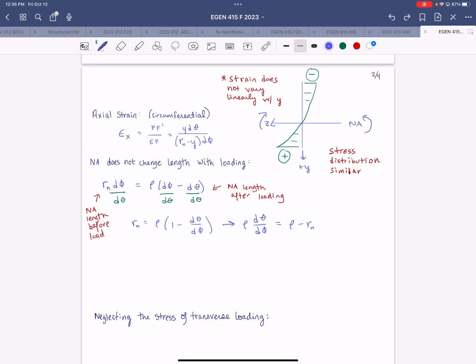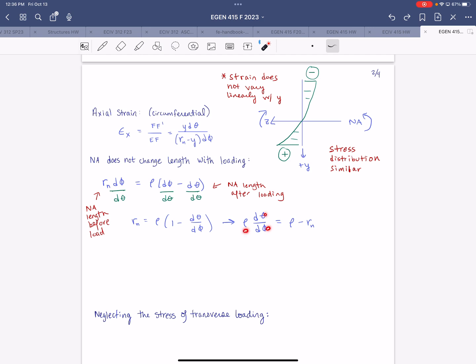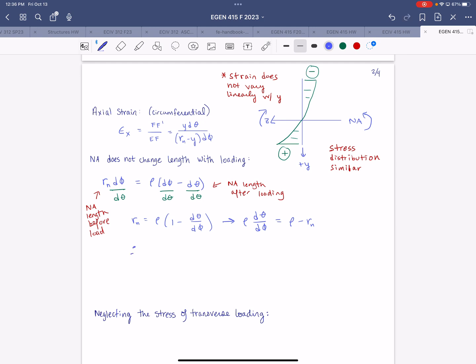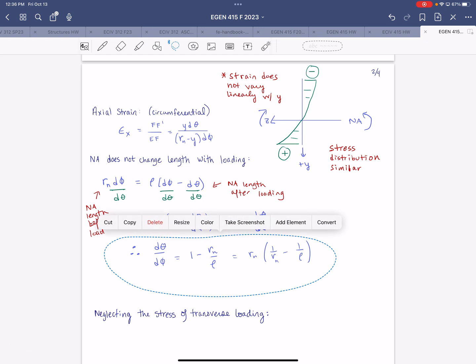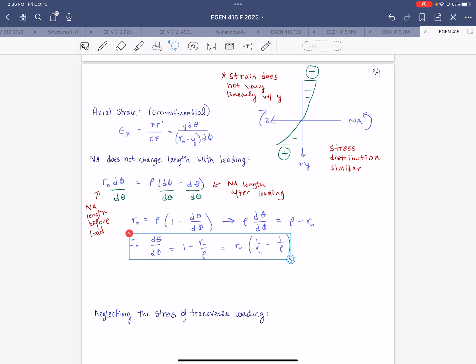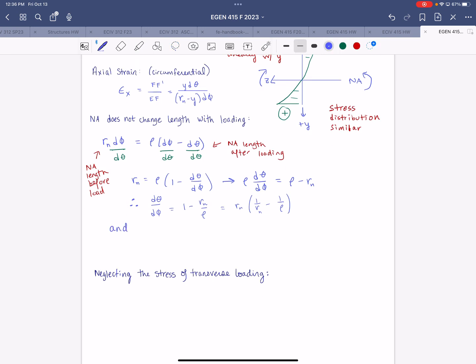All right, rho minus Rn, just to make sure that I transcribed everything correctly here. Rho d theta d phi, rho minus Rn. Yep, okay. So we can say d theta over d phi is equal to 1 minus Rn over rho, which is equal to Rn times, in parentheses, 1 over Rn minus 1 over rho. And this all has a purpose, I promise. All right, so what that means is our normal strain is equal to Rn times y over Rn minus y, times, in parentheses, 1 over Rn minus 1 over rho.